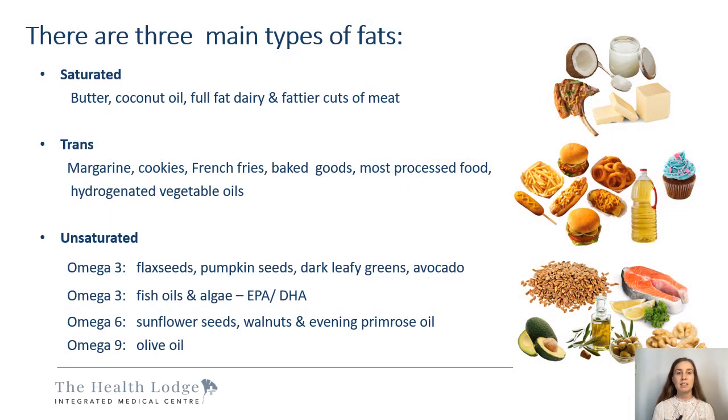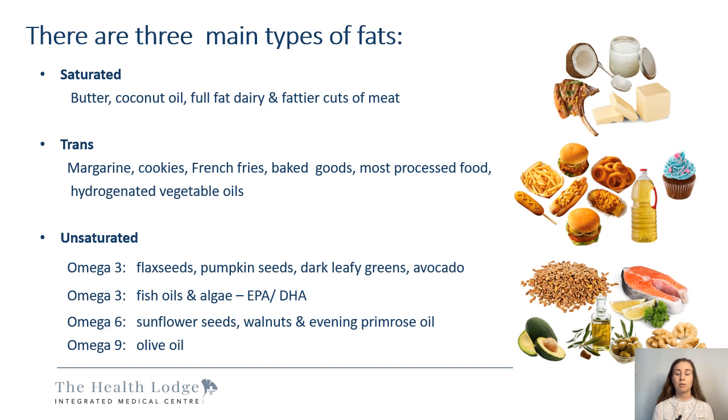So there are three main types of fats, being your saturated, your trans, and your unsaturated. Your saturated can be found in things like butter and coconut oil, full-fat dairy, and fattier cuts of meat. Trans are found in things like processed foods, vegetable oils, baked goods, and margarines. And then you've got your unsaturated fats, which are the fats to consume more of, specifically your omega-3s.